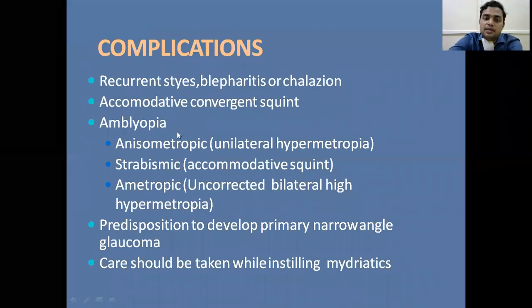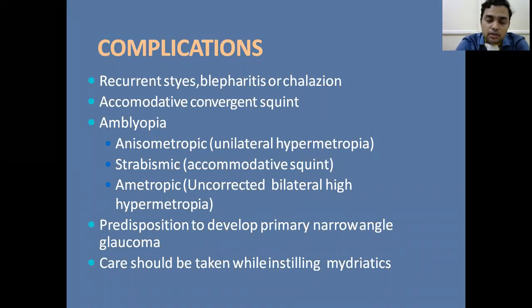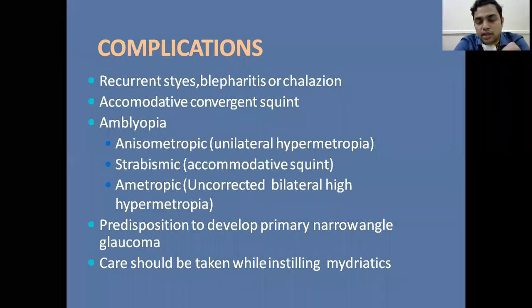So what are the complications? Complications we see are recurrent styes, blepharitis, and chalazion. It is because the patient used to rub his eyes continuously in order to get better clarity of vision. As he is continuously rubbing, the microorganisms present on the hand may reach the eyeball, and it acts as a source of infection to the eyelids. So the patient will have recurrent styes, blepharitis, and chalazions.